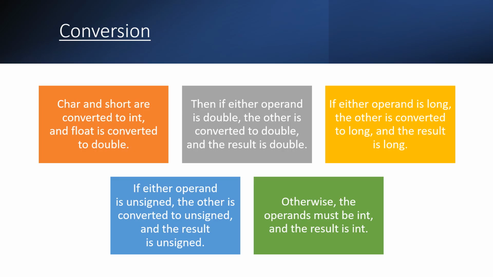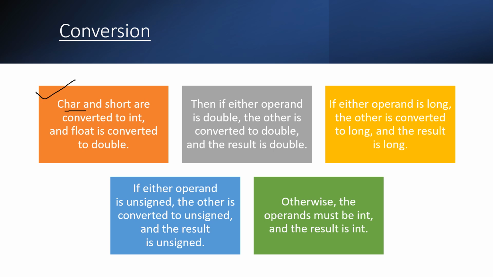Now, like we have studied, there are different data types, right? So there are different conversion rules as well. The first rule here says that character and short are converted to integer, and float is converted to double.